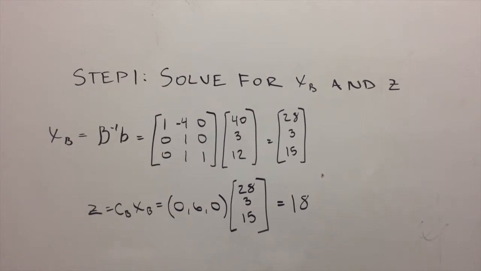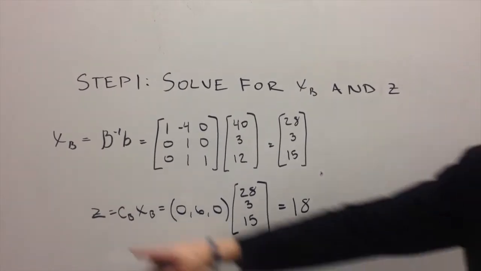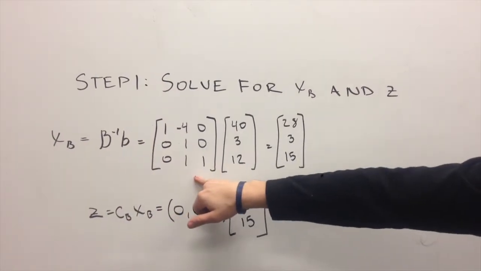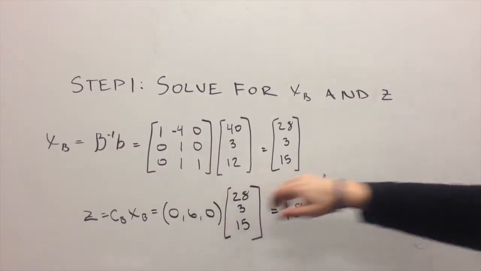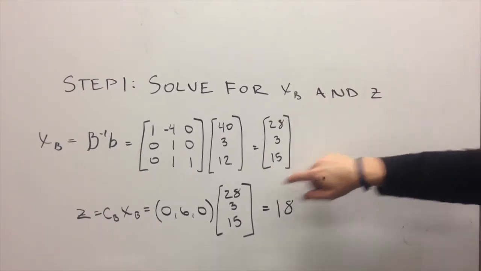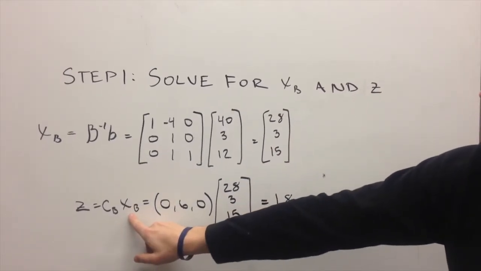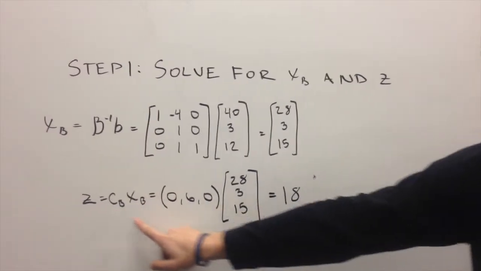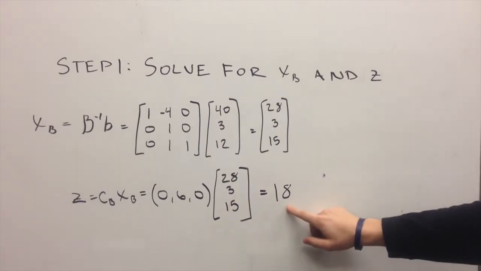For step 1, we need to solve for xB and z. For xB, we take B inverse times b. It gives us our B inverse times b. This is our xB matrix. Now we put that into z right here, and then using our cost variables for basic, multiply these out, and we get 18.